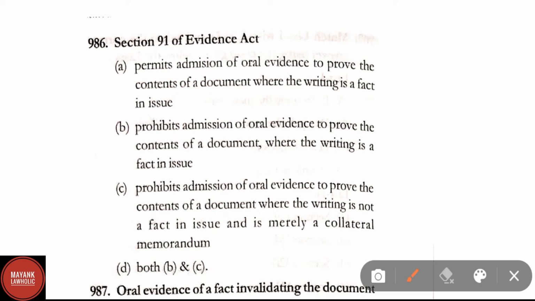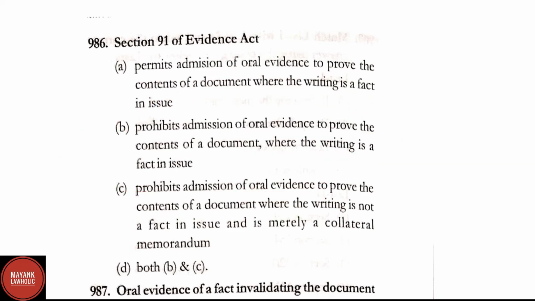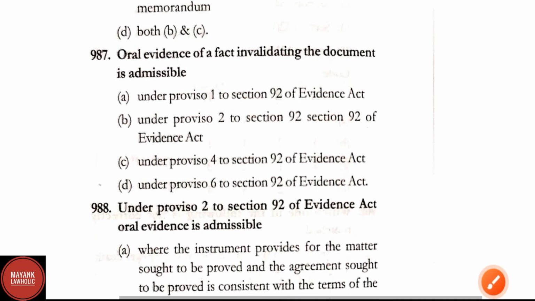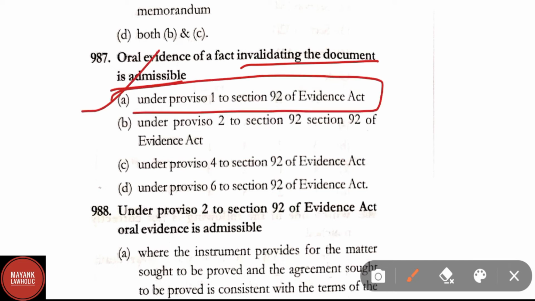Question number 986. Section 91 of the Evidence Act prohibits admission of oral evidence to prove the contents of a document where the writing is a fact in issue. Option B is the right answer. Question number 987. Oral evidence of a fact invalidating the document is admissible under proviso 1 of section 92 of the Evidence Act. Option A here is the right answer.